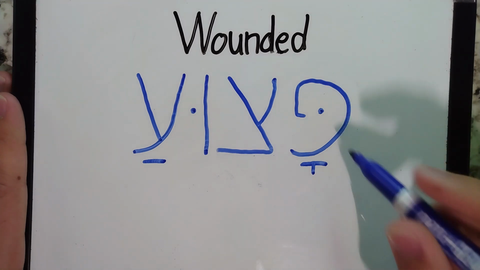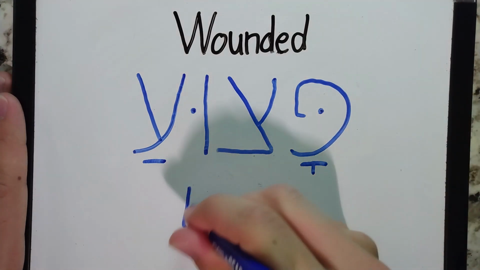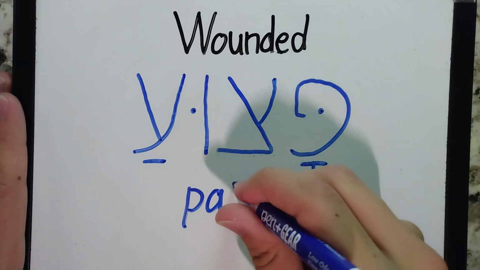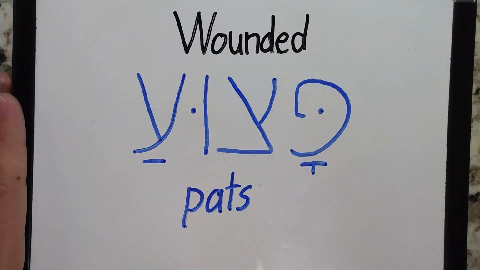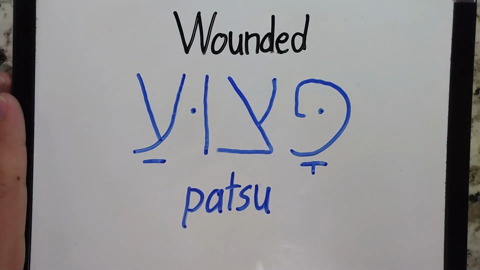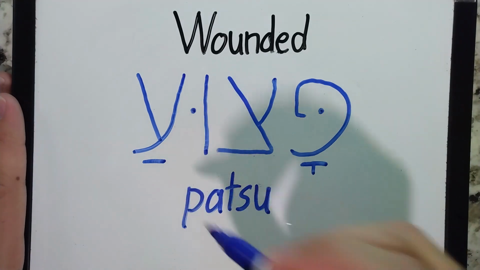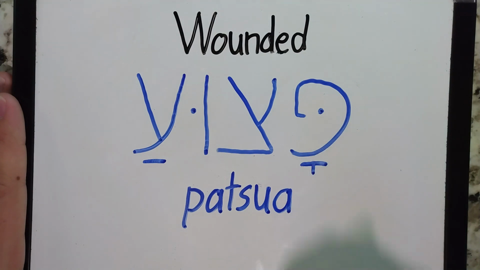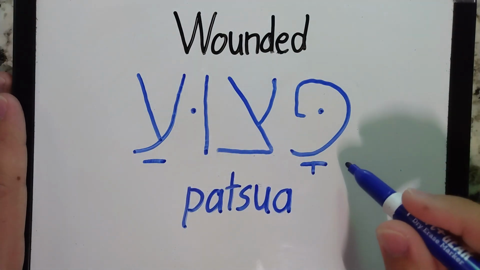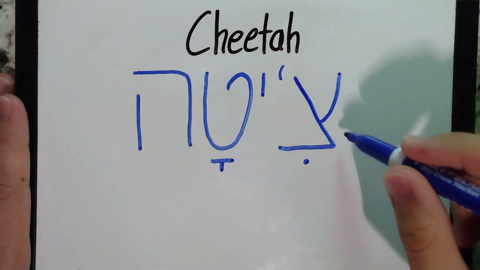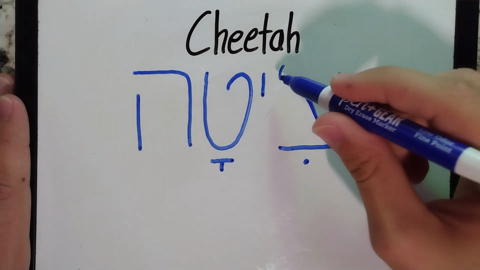This is the Hebrew word for wounded. It starts with a letter peh with dagesh, which says p, and under the peh is a kamatz, which says ah. Next is a letter tsadi, which makes the ts sound. After that is a vav with shuruk, which says u. And finally we have a silent ayin with a patach under it at the end of the word. The patach makes the ah sound. Patsua. Patsua means wounded.